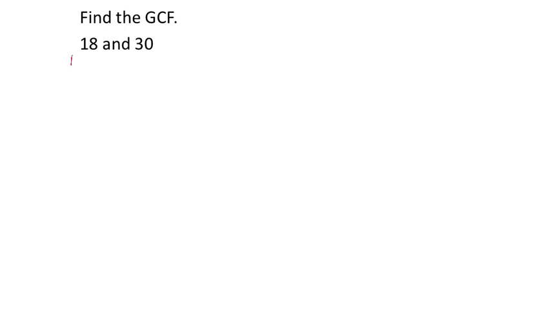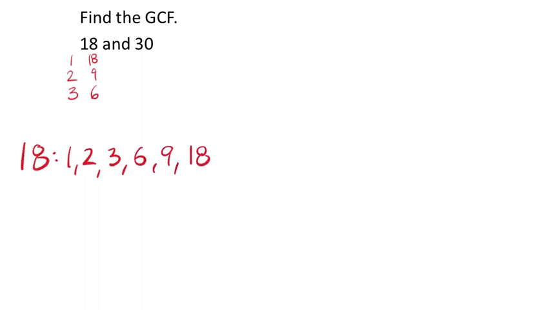So 18 factors would be 1 and 18, of course. I can split that up with 2 and 9, and then 3 and 6. Okay. So down here, I would just simply list factors of 18, which are 1, 2, 3, 6, 9, and 18.